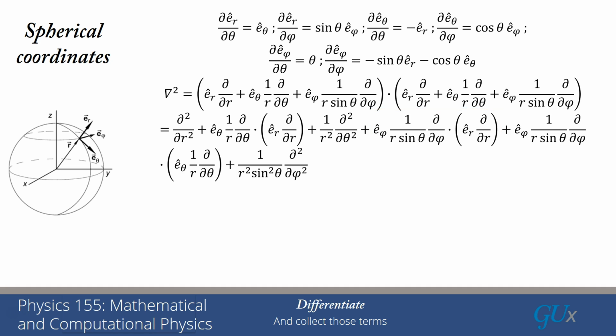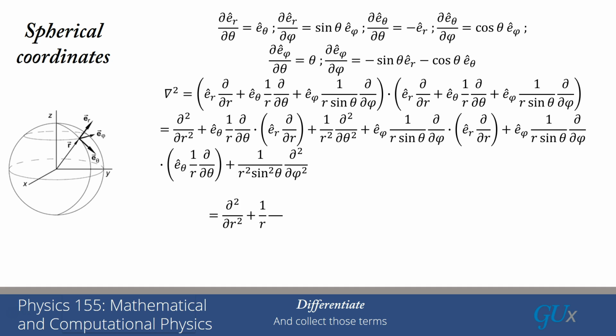When I look at the fifth term, I have a d by d phi of e_theta. Well, d by d phi of e_theta is cosine theta e_phi. So e_phi dot e_phi will give 1, but now I get a cosine theta divided by a sine theta in that expression. And then I have the final term that's the second derivative with respect to phi.